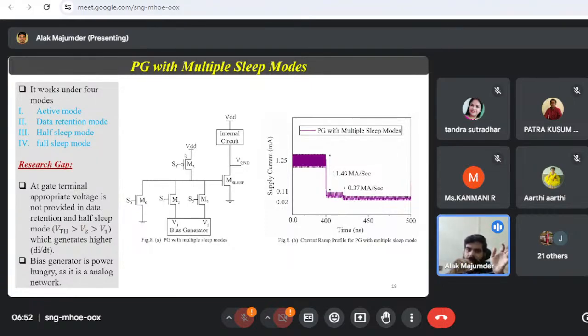So though at one side the jumps are slower, at the other side the jump is huge. And you see the current profile. This is the instantaneous current profile. See, here the jump is huge. And the current ramp, which is di/dt, we are getting 11.49 mega ampere per second. And the second jump is only 0.37 mega ampere per second. Means a few hundred times larger. So this kind of design is not expected. Whenever you are designing in terms of certain jumps, you need to try out how uniform your jumps are, right? So there is a research gap here.